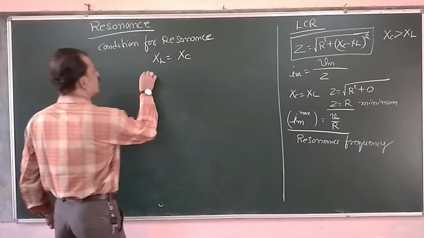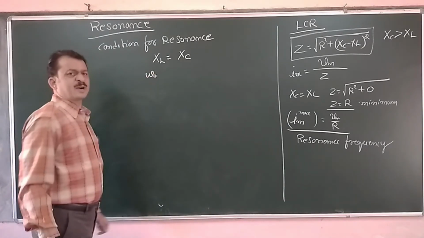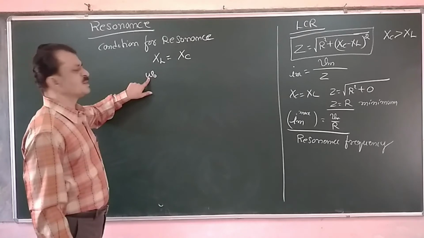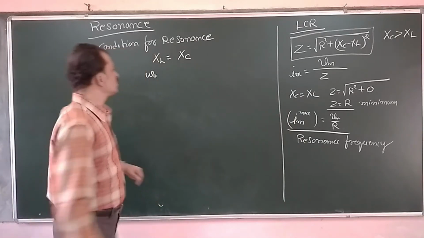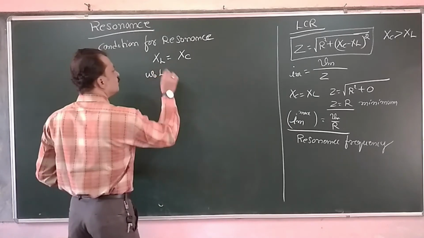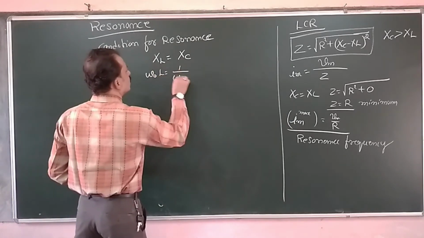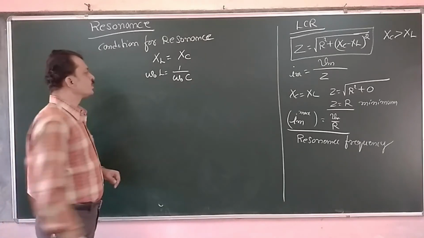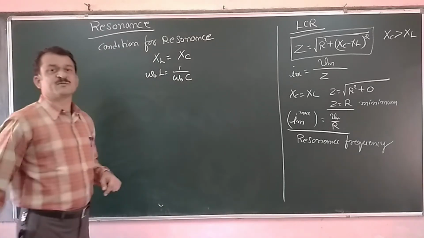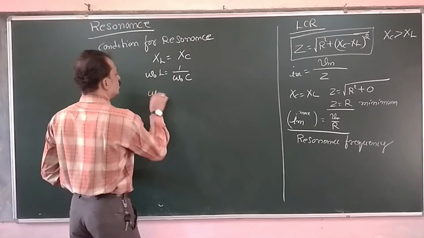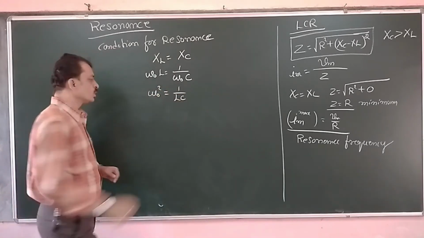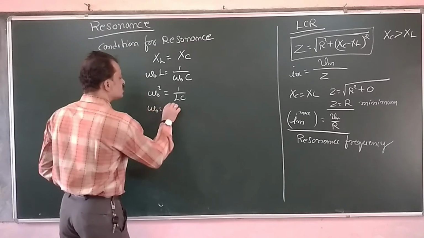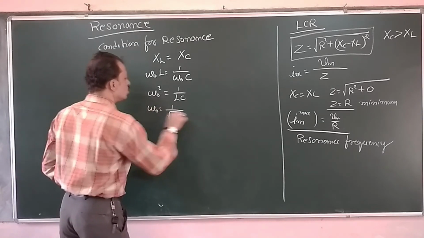We know that it is for a particular frequency. Therefore, omega naught is a particular angular frequency at which inductive reactance is equal to capacitive reactance. That is, omega naught L is equal to 1 upon omega naught C. We have to calculate the expression for omega naught. Therefore, omega naught square is equal to 1 upon LC, or omega naught is equal to 1 by root LC.